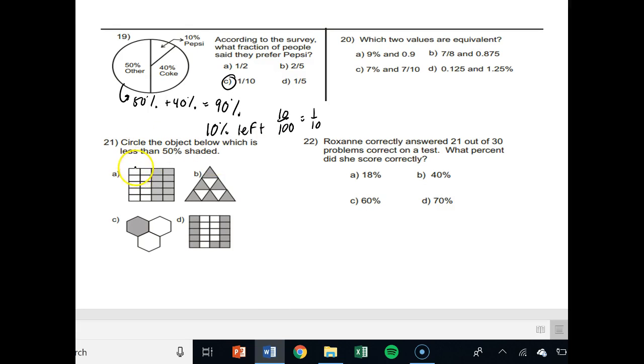And number 21, it says circle the object below which is less than 50% shaded. So if we count up these squares, I know this is a 5 by 4. So this means 2 by 5, so that's 10 out of 20 is shaded, so that's exactly 50%, so it can't be A.